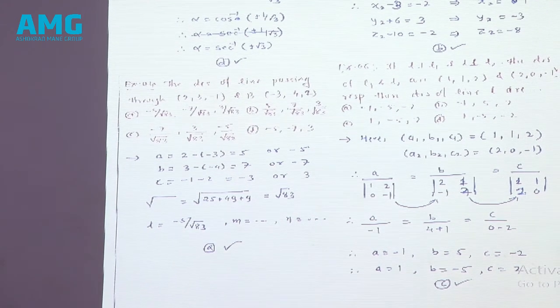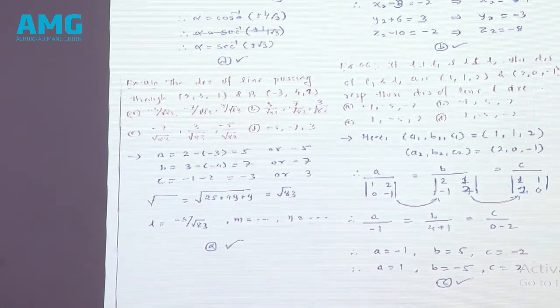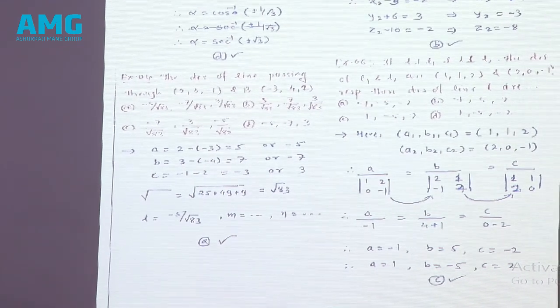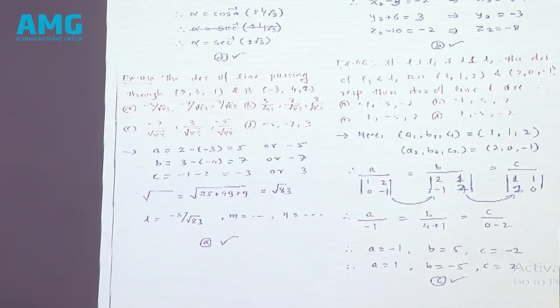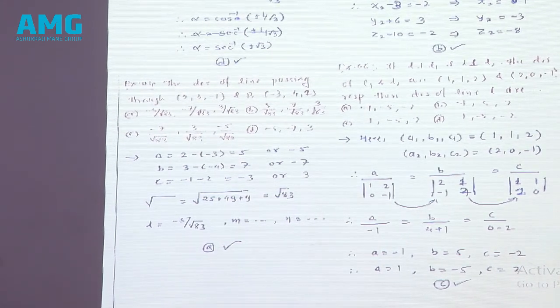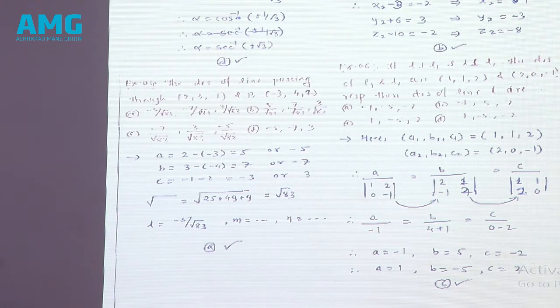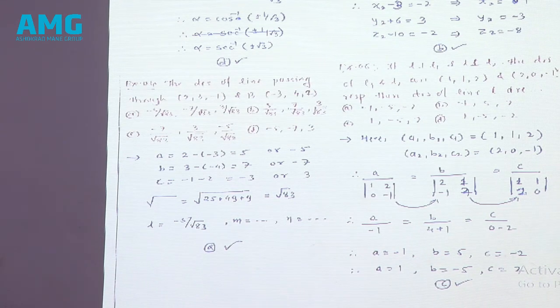Before that we find the direction ratios of the line related to the points 2, 3, minus 1 and minus 3, minus 4, 2. Firstly, value of a is x2 minus x1, it is 5 or minus 5, b is y2 minus y1, it is 7 or minus 7, and c is nothing but minus 3 or 3. Therefore root of a square plus b square plus c square is given by 5 square, 7 square and 3 square, that is the root of 83.